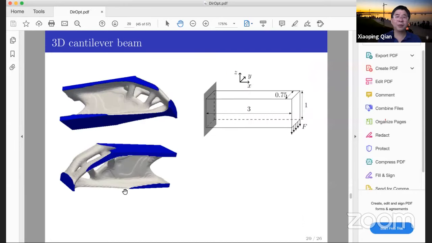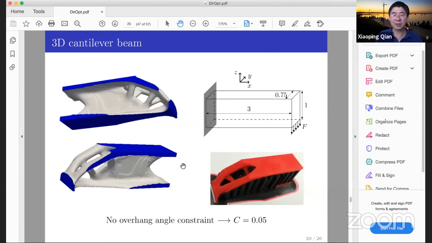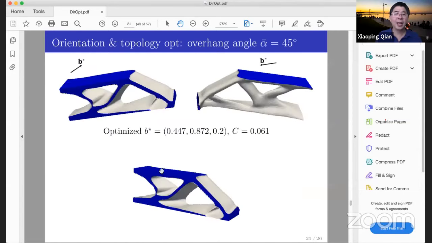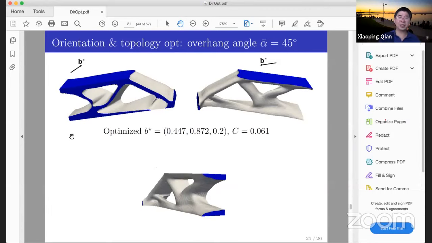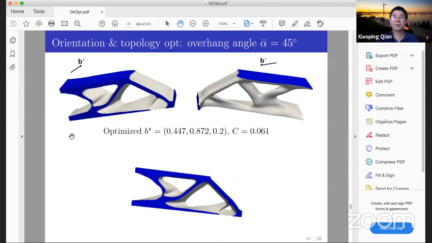And I'll show one more example, a 3D cantilever beam. If I don't use any support constraint, you can see this is the design you have. You need quite some support. This black part is the support here. And if I optimize orientation and topology, this is the optimized design. These are different views. And you can see if I look at it this way, this part can be built without any support. This is an animation of the optimized design.